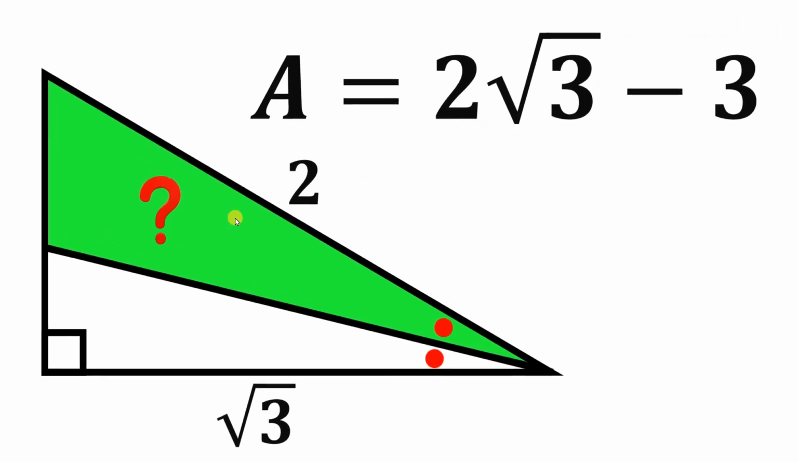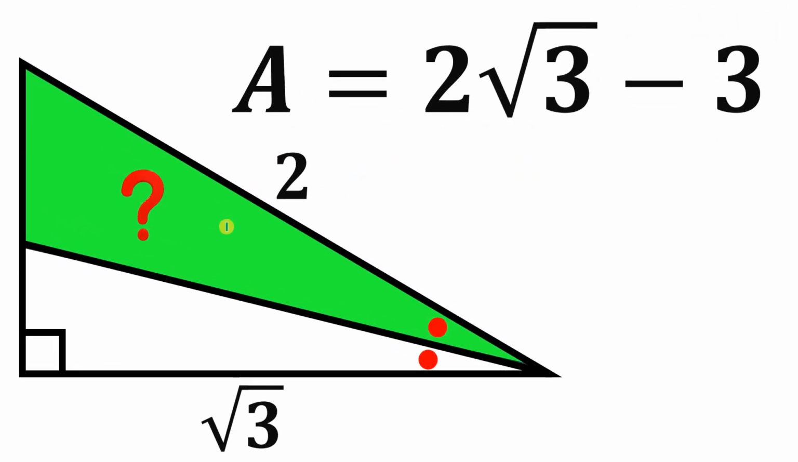Therefore, given this figure, the area of this shaded region equals 2 times square root of 3 minus 3 square units. And as always, we are done.